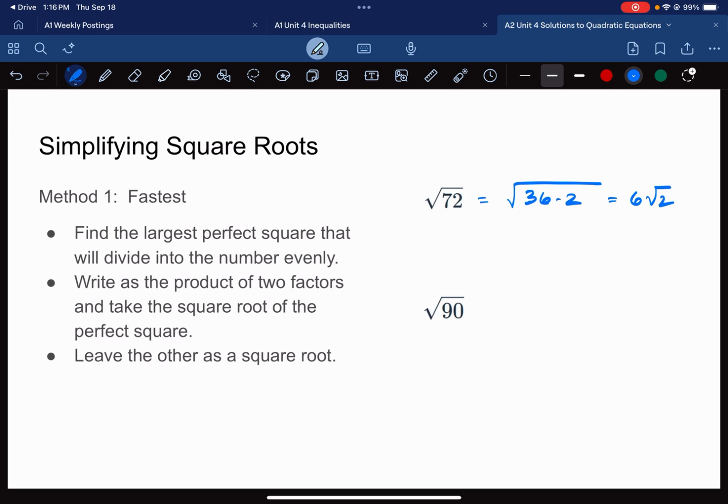So what's the largest perfect square in 90? Well, half of 90 is 45. Well, that's not a perfect square. So working our way down the list, what's the next lowest perfect square?